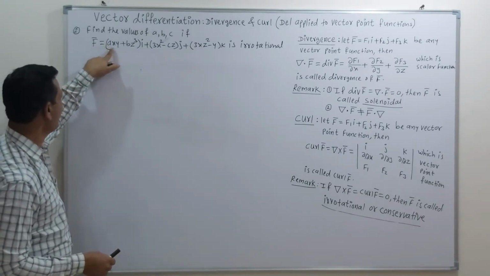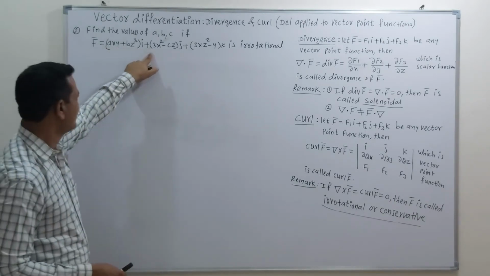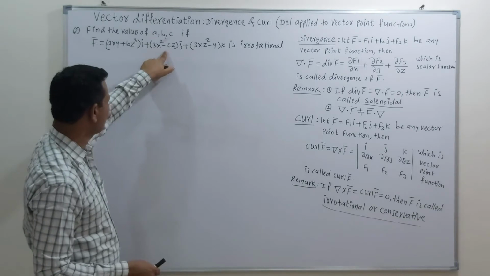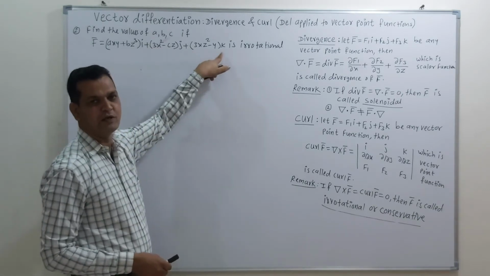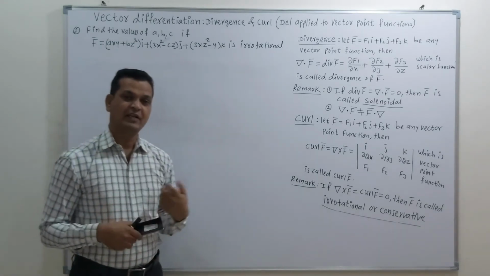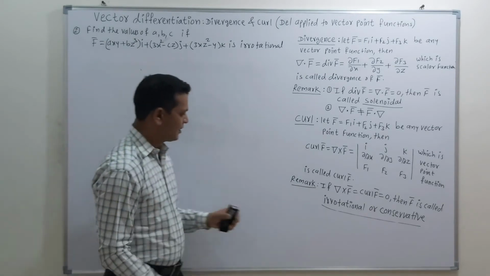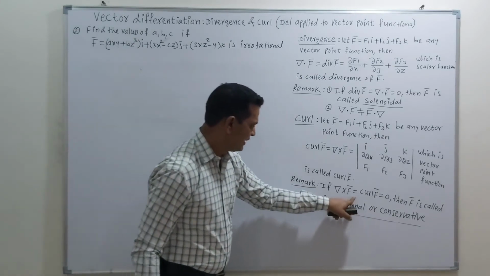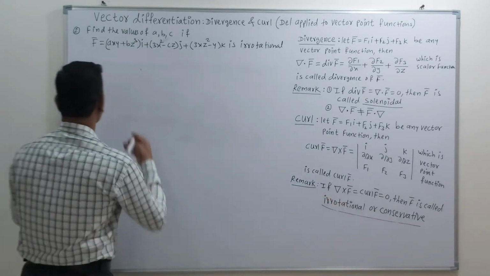(axy + bz³) i + (3x² − cz) j + (3xz² − y) k is irrotational. That means when the given vector field is irrotational, find the value of constants a, b, c. So we know that a vector field is irrotational when the value of curl of f bar is 0, or del cross f bar is 0.